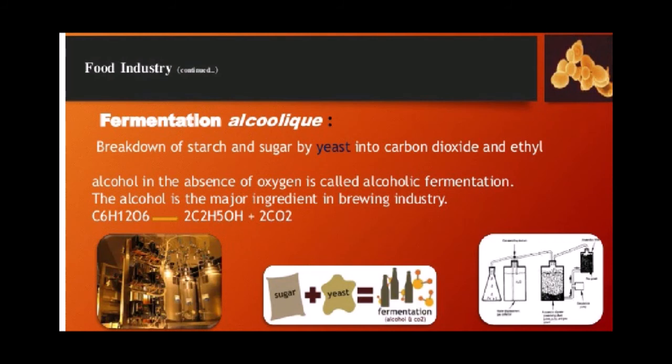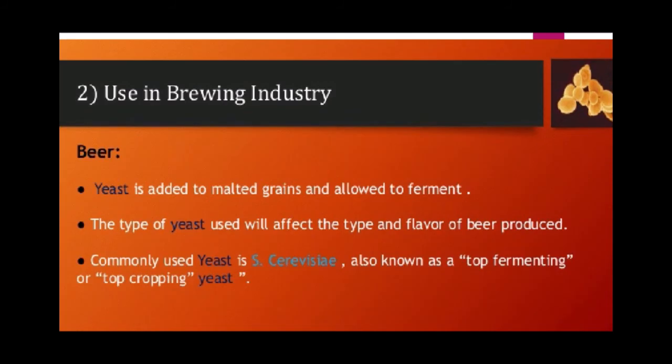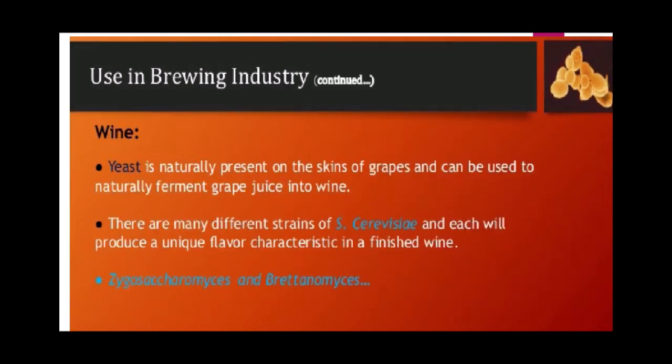Fermentation, the breakdown of starch and sugar by yeast into carbon dioxide and ethyl alcohol in the absence of oxygen, is called alcoholic fermentation. It is used in the brewing industry, that is, yeast is added to the malted grains and allowed to ferment. The type of yeast used will affect the type and flavor of beer produced. Commonly used yeast is S. cerevisiae, also known as top fermenting or top cropping yeast.